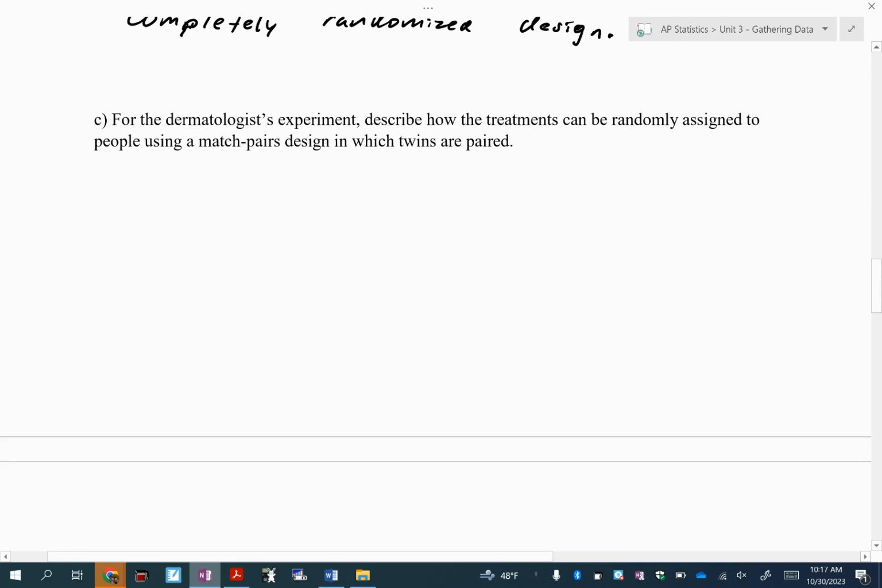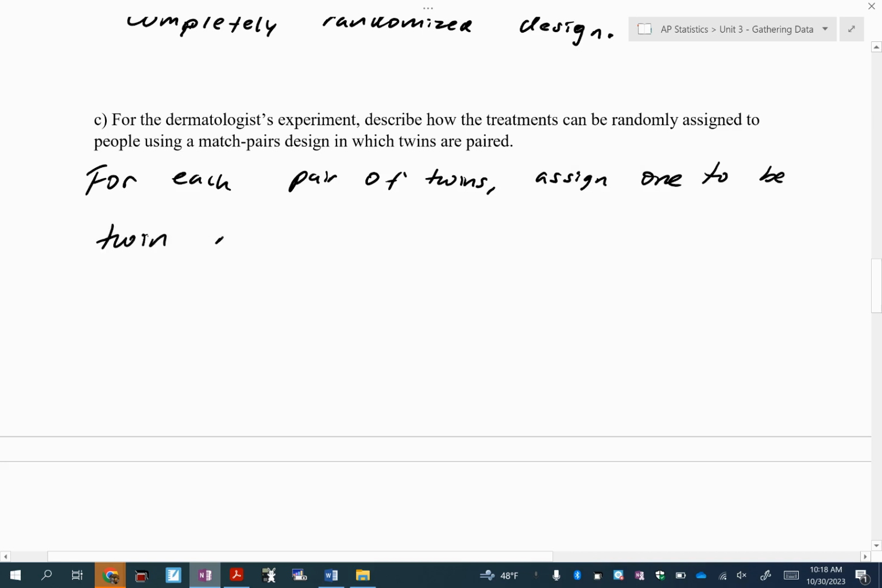For the dermatologist's experiment, describe how the treatments can be randomly assigned to people using a matched pairs design in which the twins are paired. So the way I'm going to do this is for each pair of twins, assign one to be twin A and the other twin B.